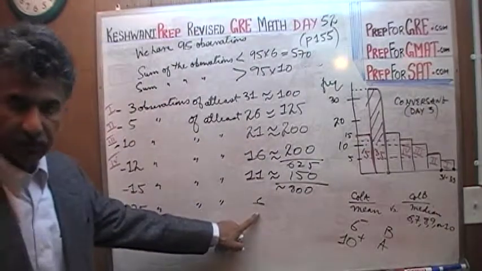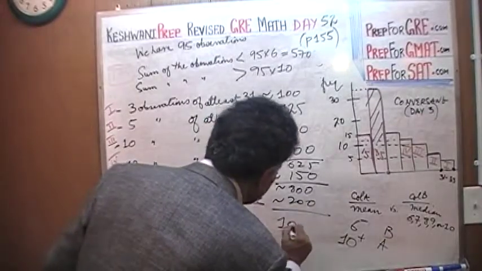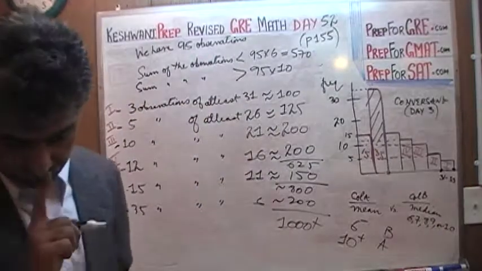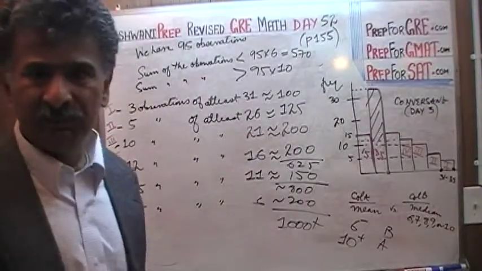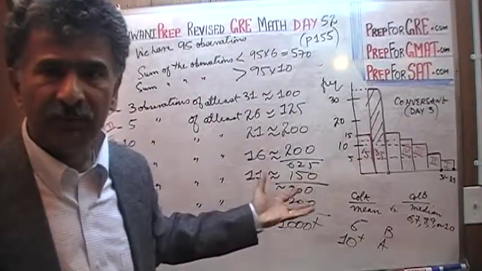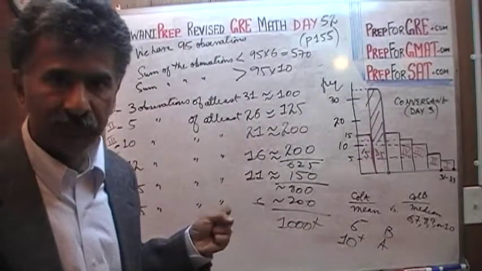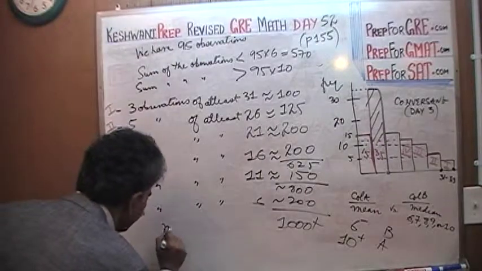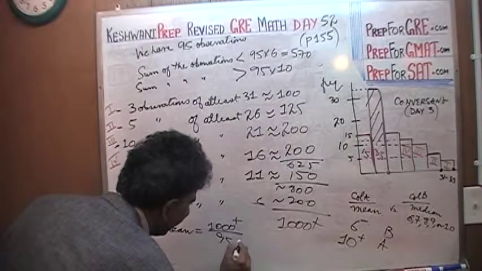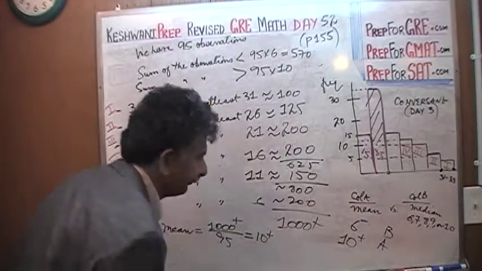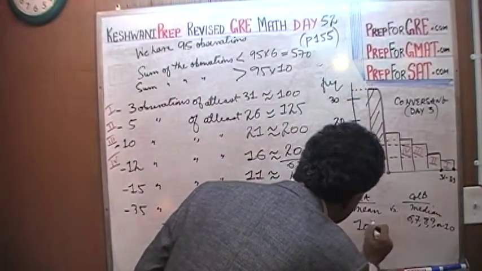35 observations of 6. 3 times 6 is 180. So that's another 200. That is already more than 1,000. We don't have to do the exact calculations. Just approximately is good. The sum of these 95 observations is going to be more than 1,000. And since the sum is more than 1,000, therefore the mean is something more than 1,000 over 95, which is going to be more than 10. So now we have established that the mean is something more than 10.